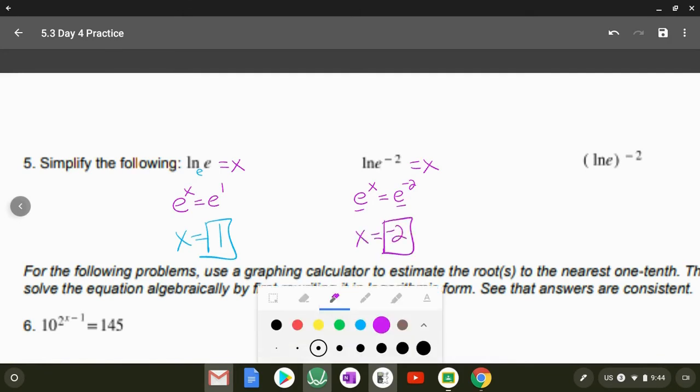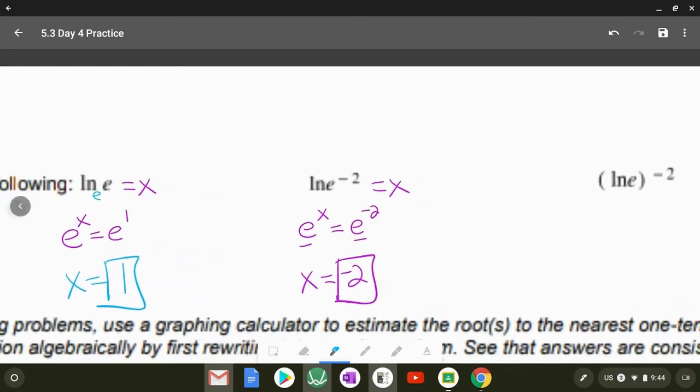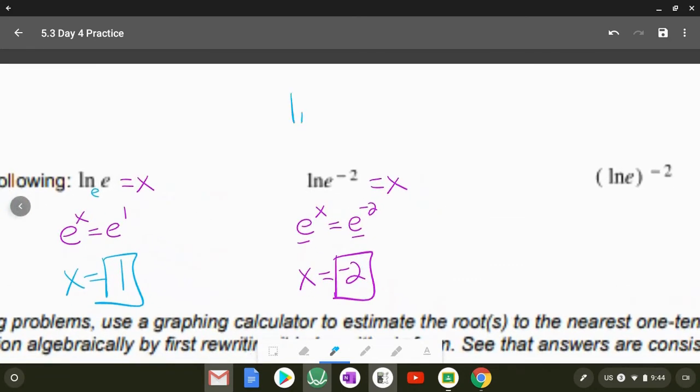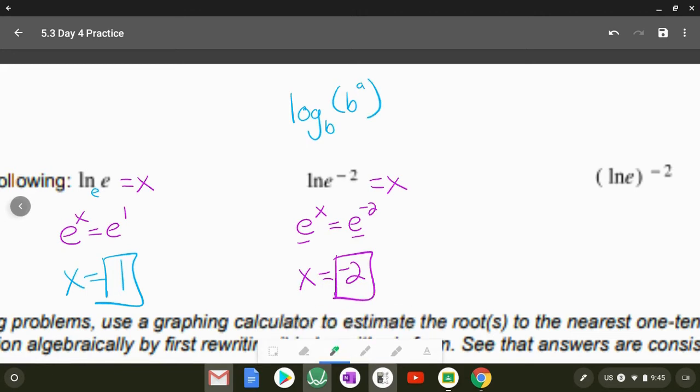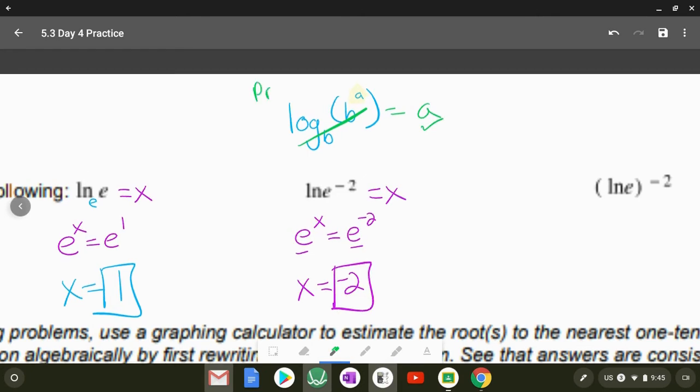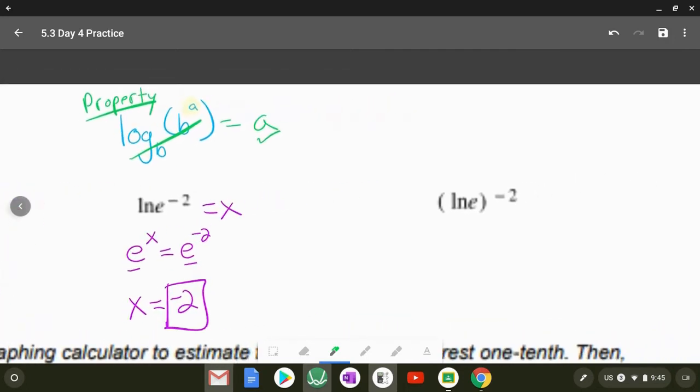This is actually going to bring us to another property that we're, again, going to see tomorrow. If the base of the log matches the base of the inside, but in this case, if there's something else in that exponent up there, these will cancel, and you're left with that exponent. So that's another property. We'll see it tomorrow. We'll go through it again tomorrow. But again, since we're seeing it now, might as well use it.